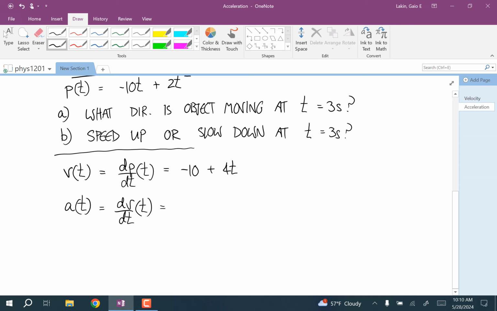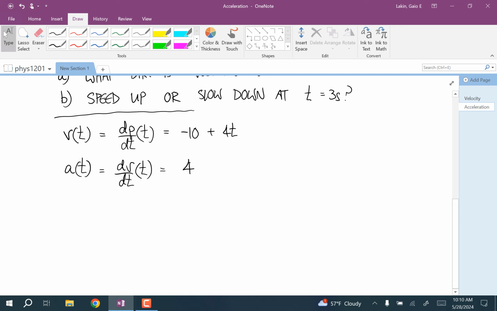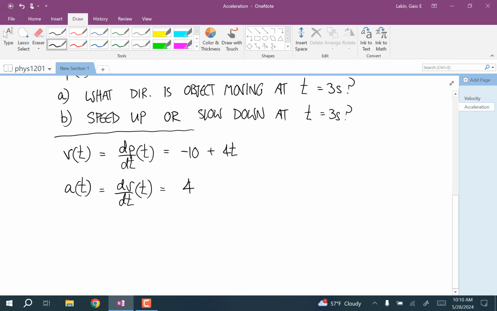The derivative of negative 10 is 0. Derivative of 4t is 4. So the acceleration as a function of time is 4. That means that the acceleration is just this constant 4 all the time. Okay. Well, now that we have these functions for velocity and acceleration, we can answer these two questions.